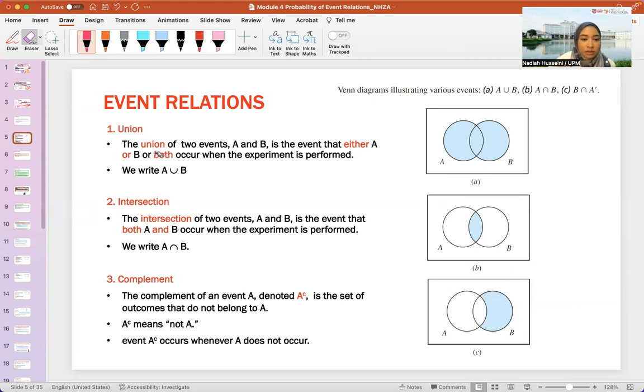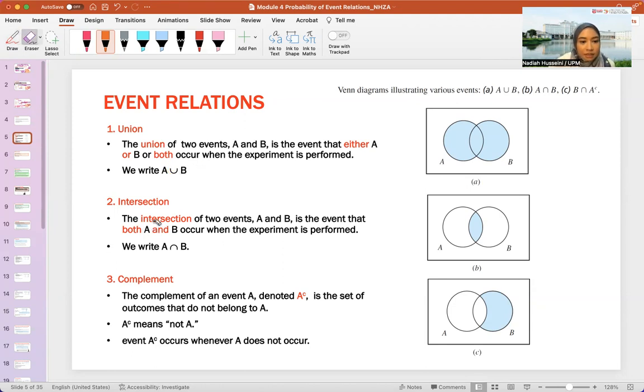So what is union? The union of 2 events A and B is the event that either A or B or both occur. So it can be either or and also both at the same time. You write it like this, A union B. This is easy to remember because it looks like a U. When the question tells you event A or B, you have to use union. Event A or B or both.